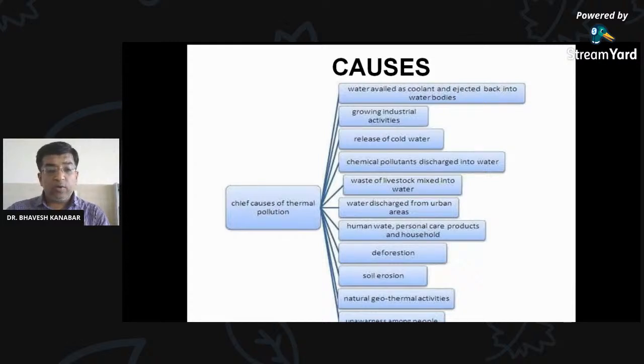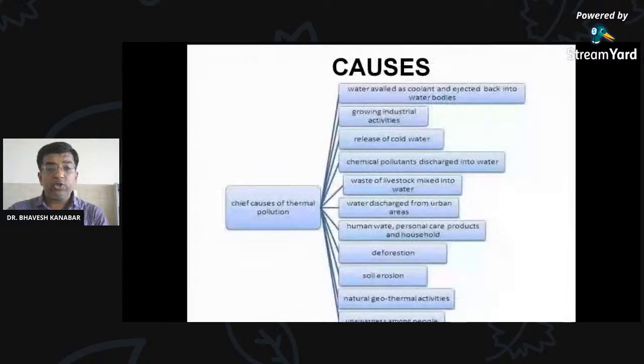So the causes of thermal pollution. Chief causes of thermal pollution: water used as a coolant and ejected back into the water body at a higher temperature. We have seen growing industrial activities, release of cold water.